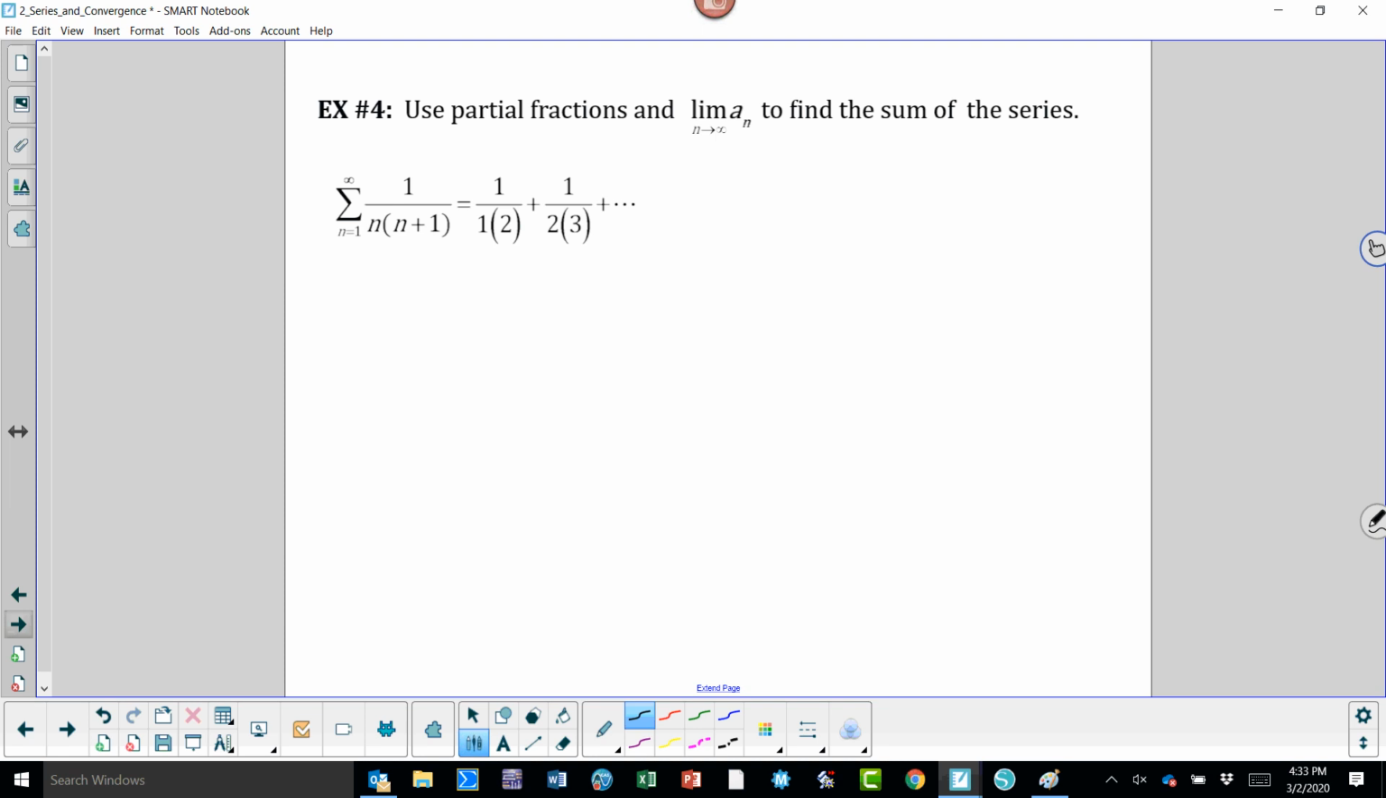So we're going to use partial fractions to find the sum of this series. So this particular series is 1 over n times n plus 1. And so they've just written out for you a couple of terms. So it'd be 1 over 1 times 2 plus 1 over 2 times 3. And you would continue on like that. So in order to get this a little bit better, what we're going to do is use partial fractions to turn it into the sum of two different series.